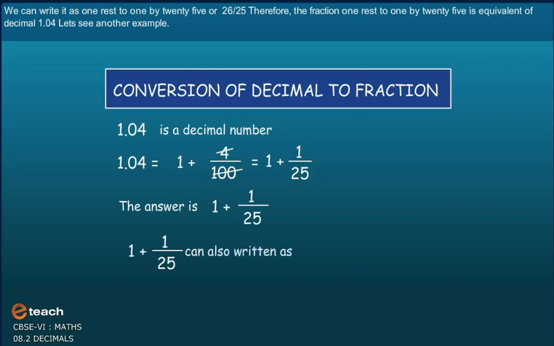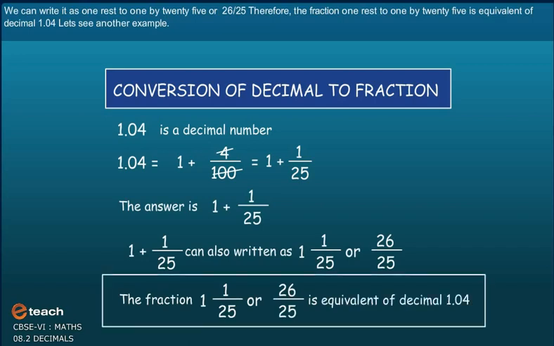We can write it as 1 and 1 upon 25, or 26 upon 25. Therefore, the fraction 1 and 1 by 25 is equivalent to the decimal 1.04. Now let us see another example.